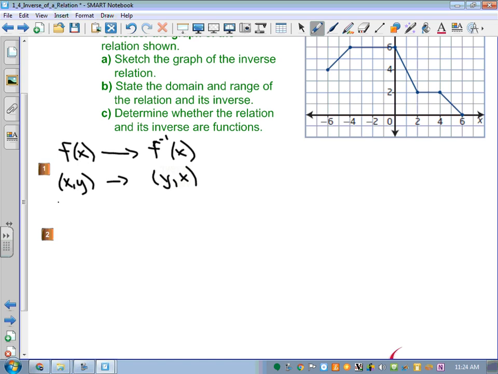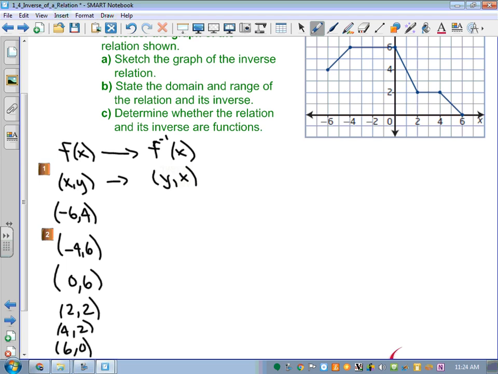If we grab the points off the graph, what I would call the key points, and pick those one by one, we have negative 6 comma 4, negative 4 comma 6, 0 comma 6, 2 comma 2, which will be a very important point, 4 comma 2, and then the last one there is 6 comma 0.